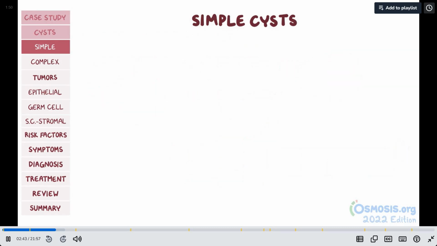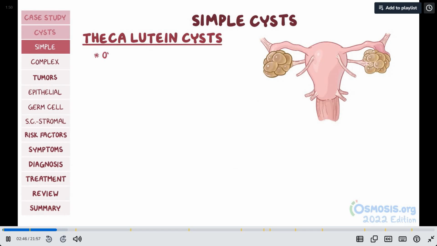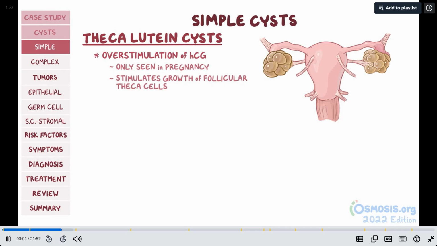The last kind of simple cysts are theca lutein cysts. These are caused by overstimulation by human chorionic gonadotropin, or HCG, a hormone that's produced by the placenta, so they're only seen in pregnancy. For your test, keep in mind that since HCG stimulates growth of the follicular theca cells and resting follicles can be found on both ovaries, these cysts are usually bilateral.